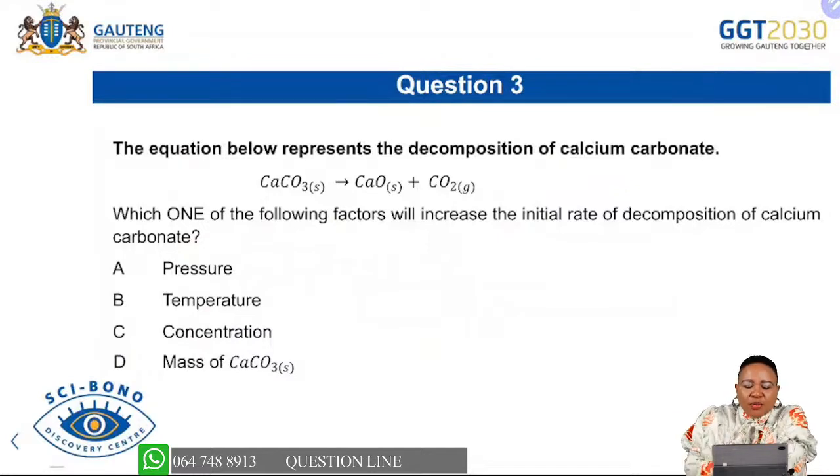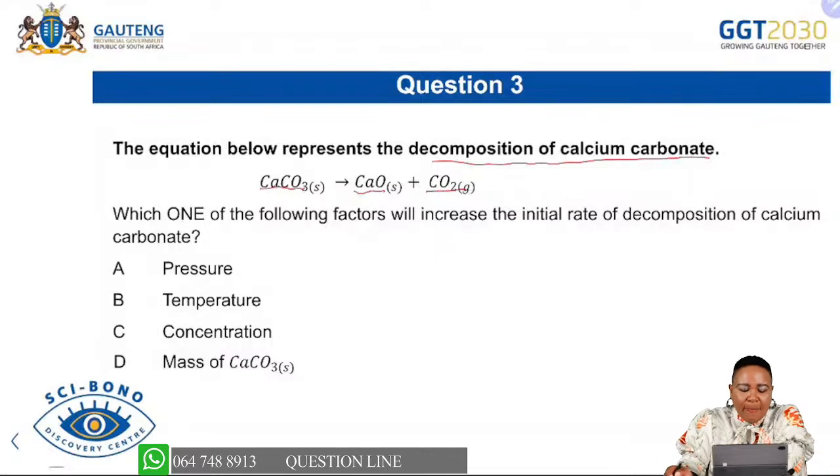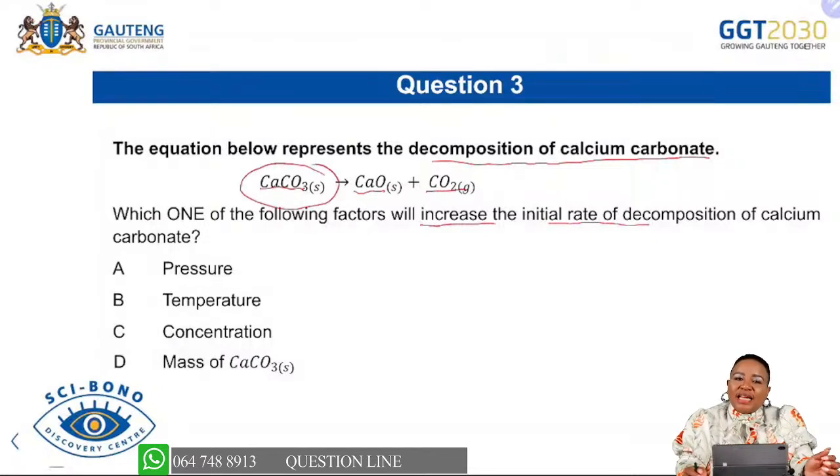Now, the equation below represents the decomposition of calcium carbonate into calcium oxide and carbon dioxide. Which one of the following factors will increase the initial rate of the decomposition of calcium carbonate? If you look at calcium carbonate, we look at the reactants because the factors must be those affecting the reactants. And pressure affects only gases. So our reactant is a solid.